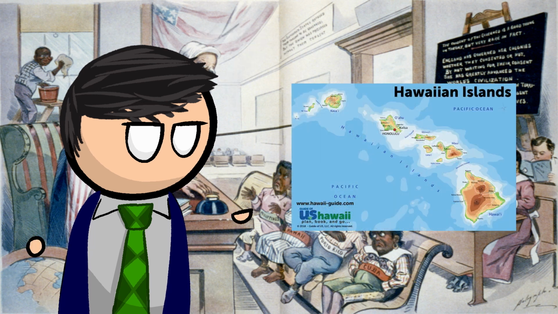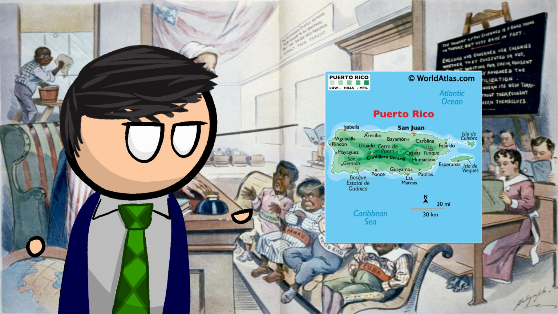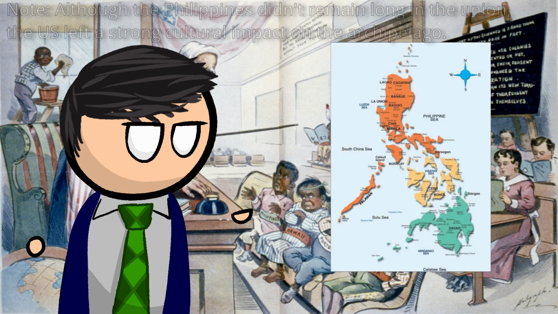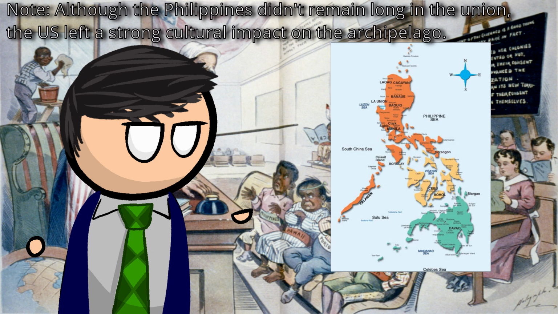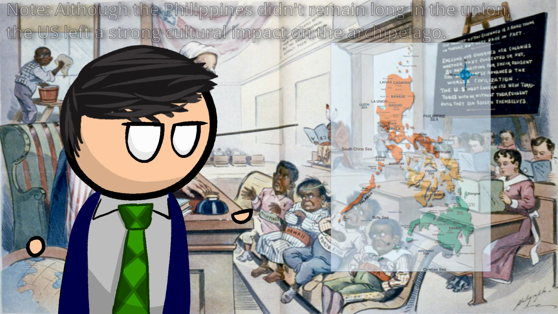Hawaii is now a state, showing that it worked. Puerto Rico remains a territory, which shows it works. But the Philippines eventually gained independence and left the Union, showing that their attempts did not work as well.